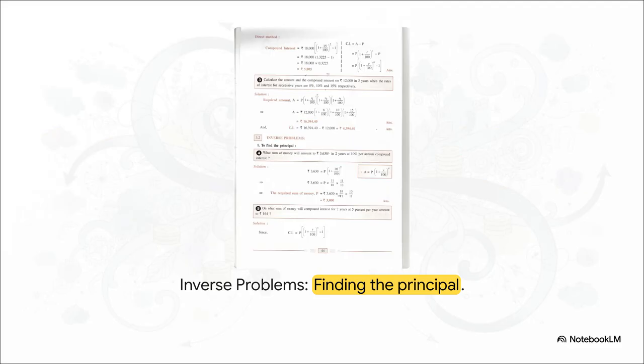Now, what's really interesting about this example from the source is how we apply that. Let's say a sum of money amounts to $3,630 after 2 years at a 10% rate. We know our destination. By plugging those numbers into our formula and working backward across the equation, we reverse engineer the timeline to discover our starting point, our principal, was exactly $3,000.